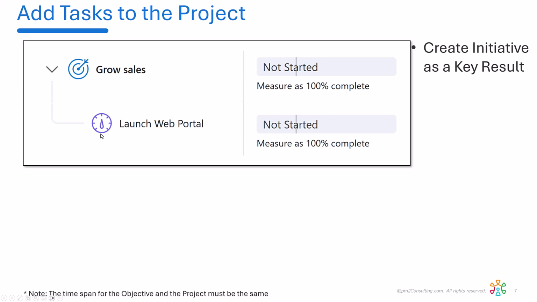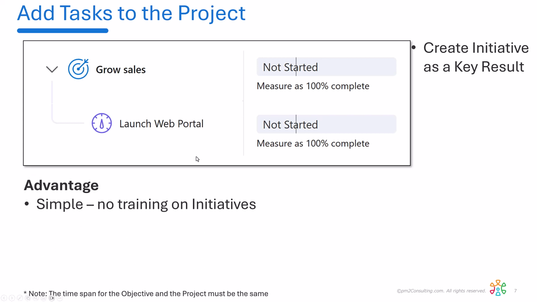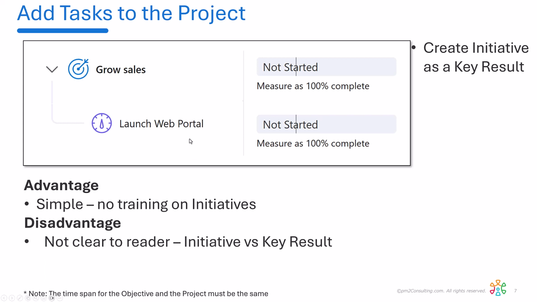In other words, I don't have to have that unique icon that describes it being an initiative, and I don't have to teach people how to use initiatives versus key results inside the tool. So the advantage is it's simple, no training on initiatives and so on. The disadvantage is it makes it unclear to the reader, when I look at this, what I'm actually seeing. Am I seeing a key result? Am I seeing a project and so forth?